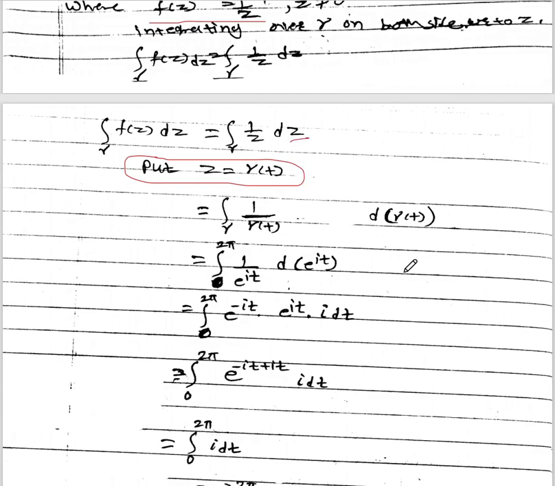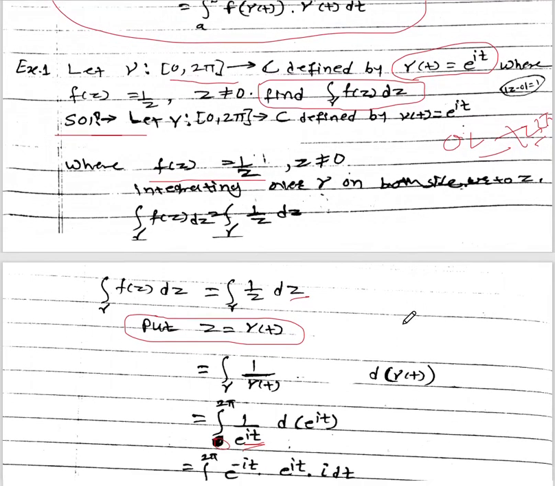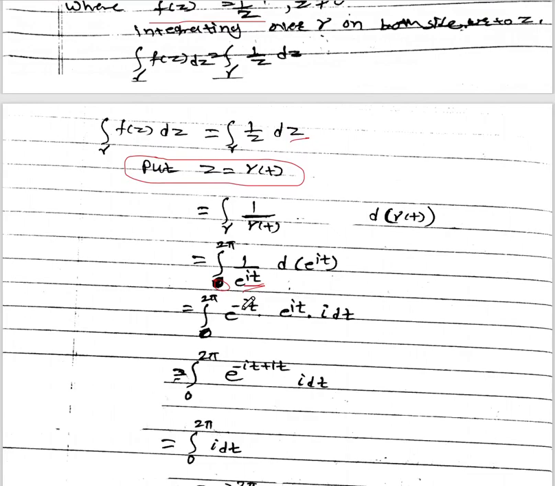Here the limits become 0 to 2 pi, since t lies between 0 to 2 pi. So this integral will become the integral from 0 to 2 pi of 1 upon e raised to power it, times the derivative of e raised to power it. We have given gamma of t, and gamma of t is e raised to power it. So we put the value of gamma of t equal to e raised to power it. Therefore 1 upon e raised to power it, derivative of e raised to power it, and t lies between 0 to 2 pi.